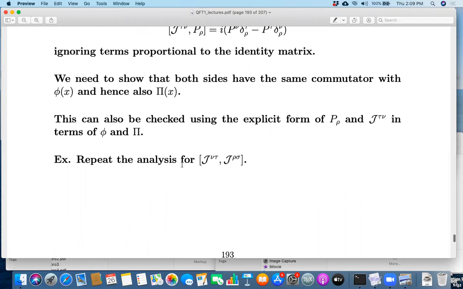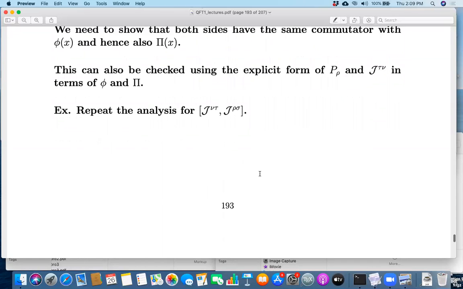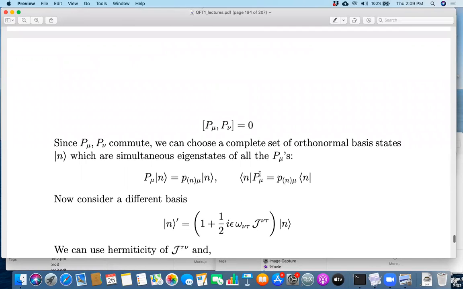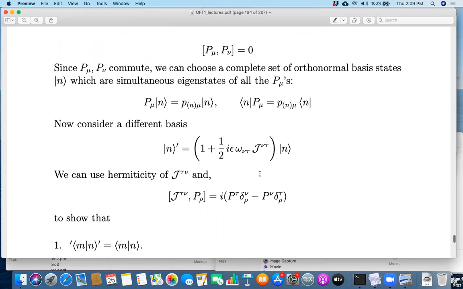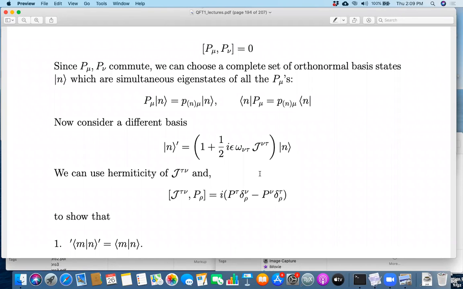Okay, so we can repeat the same analysis for this commutator also, right? The JJ commutator. Okay, and you will get some result. Here I have not written down the result, but you can again find out what the result is. Okay, so this one I have already said, right? The P nu commutator is 0.